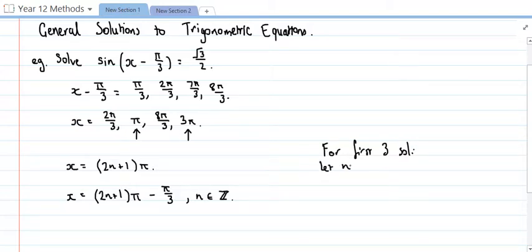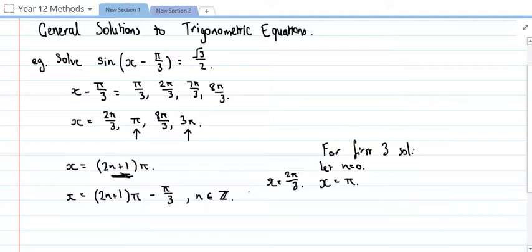first we'll let n equal 0. Well, if n is 0, in this equation here, it's going to give us just x equals pi. That isn't actually the first solution, because in this equation here, if n is equal to 0, then that gives us pi minus pi on 3, which is x equals 2 pi on 3.